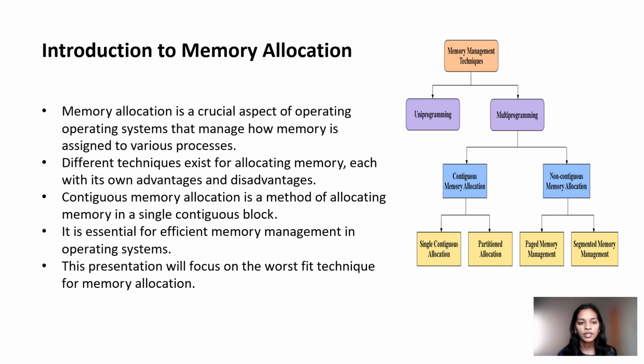Introduction to memory allocation. Memory allocation is a crucial aspect of operating systems that manage how memory is assigned to various processes. Different techniques exist for allocating memory, each with its own advantages and disadvantages. Contiguous memory allocation is a method of allocating memory in a single contiguous block. It is essential for efficient memory management in operating systems. This presentation will focus on the worst fit technique of memory allocation.